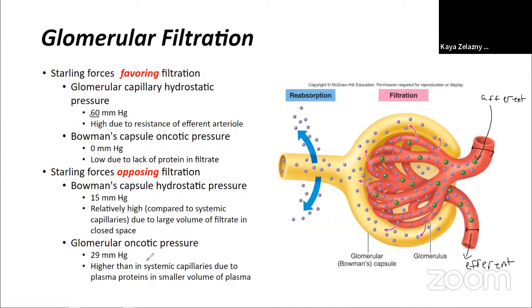And then our oncotic pressure in the glomerulus is pretty high because we have a small volume of plasma because we've been removing its water. And so we're concentrating these plasma proteins. It's just another way of thinking about the same sort of thing.